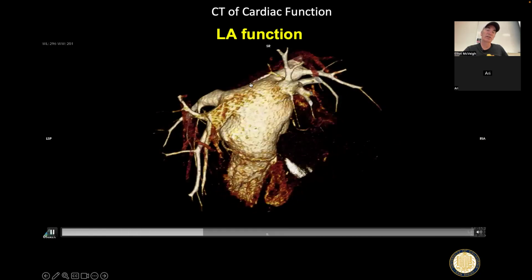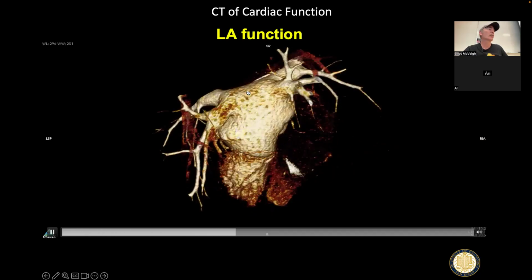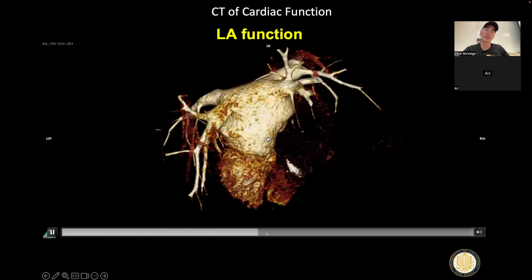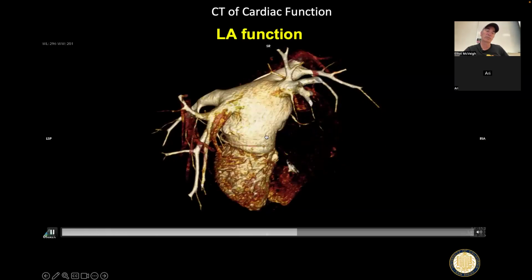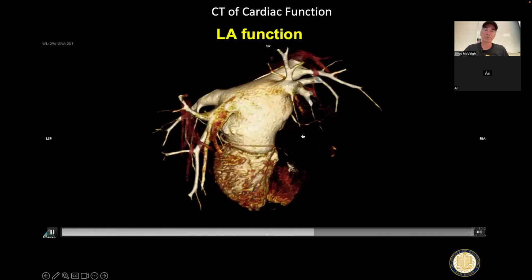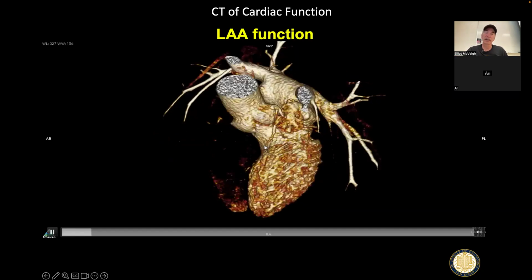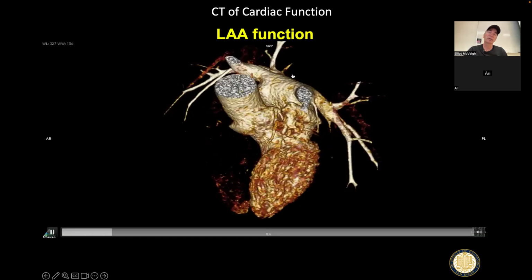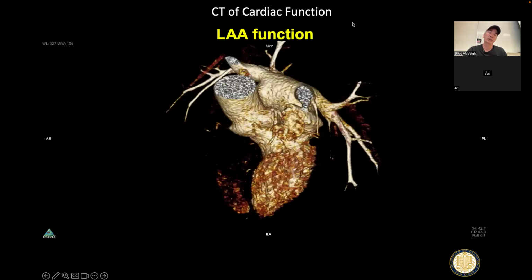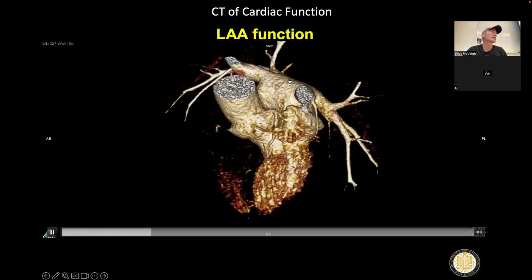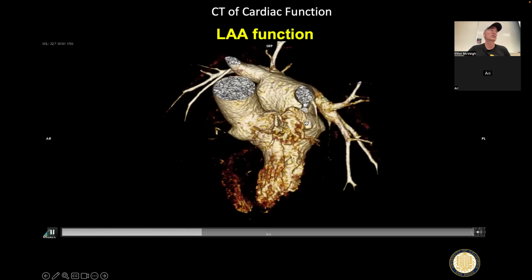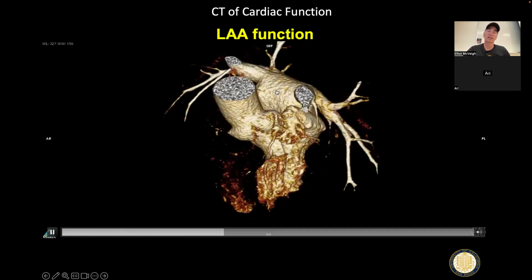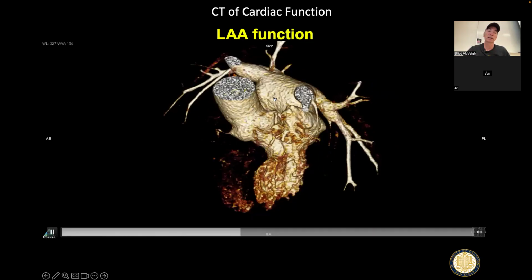So you can see the roof here pushing down as the left atrium is contracting. You can see also the pinching in here, so that all looks good. Then on this side, the previous one we were looking from over here, behind the patient looking this way at their left atrium. Now we're looking through the patient's chest towards the front. So this is the front of the left atrium here.